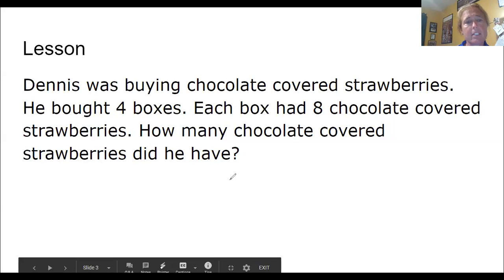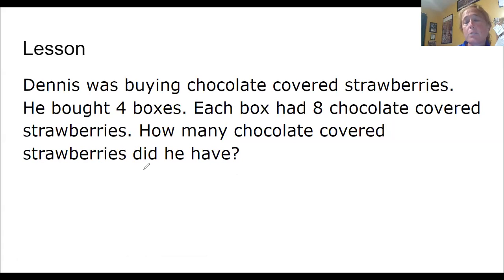So go ahead and think about that for a moment while I pull this back up so that I can annotate. All right, so we know that Dennis was buying chocolate-covered strawberries. We know he bought 4 boxes, so let's try that. Ms. Fogelman's going to try her hand at drawing. So here are our 4 boxes. So we know that he had 4 boxes, right? And within each box, he had 8 chocolate-covered strawberries.